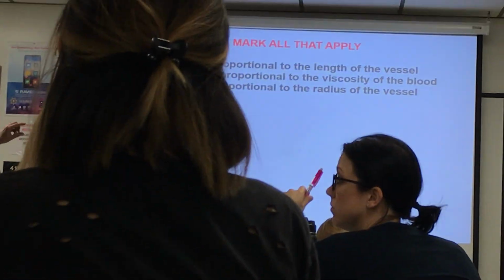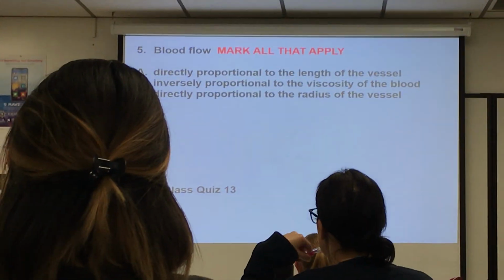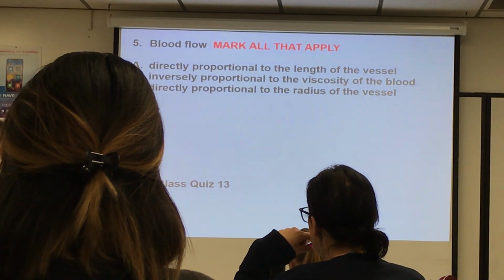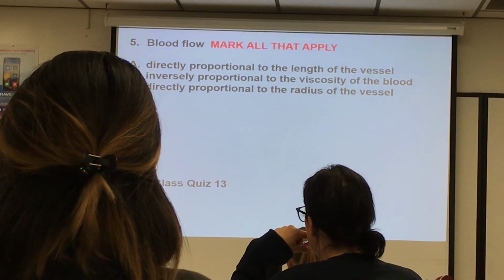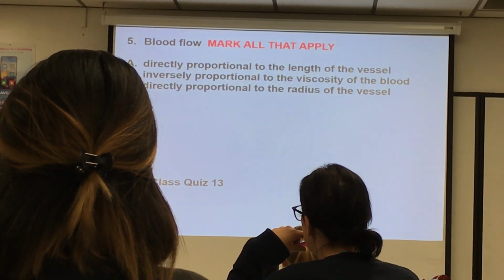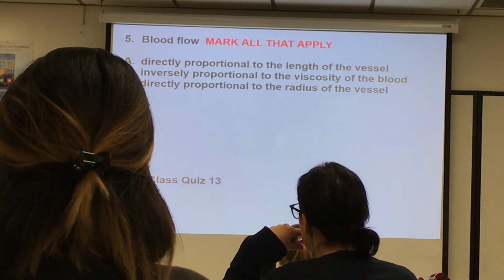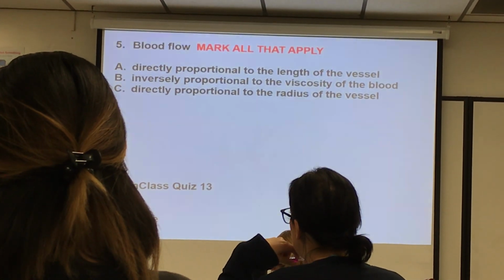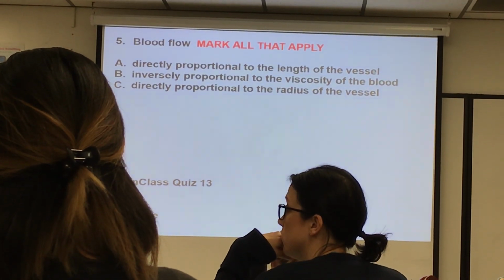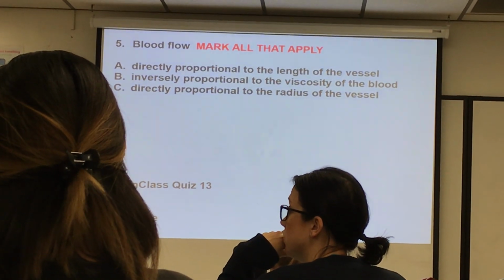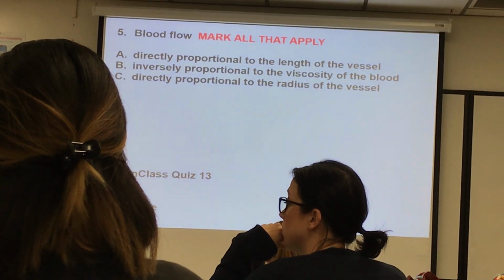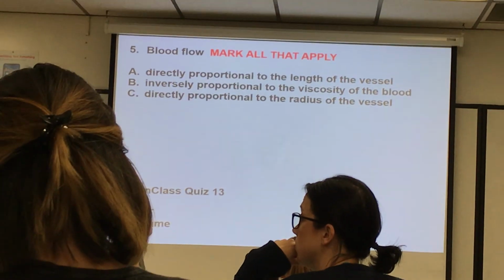So directly proportional means blood flow increases as the vessel length increases, or blood flow decreases as the thickness of the blood increases. And then the third one is blood flow decreases as the radius decreases, or vice versa, increases as the radius increases. Do they both go in the same direction? That's directly proportional, or does one go up while the other one goes down? And you said flow is the same as resistance. Yeah. So resistance, okay. Because increased resistance is going to decrease flow.